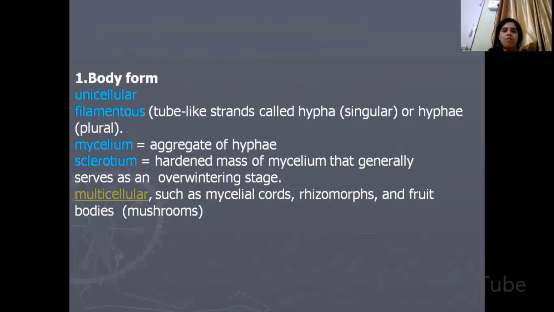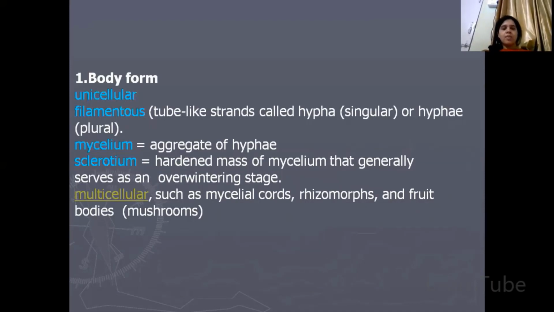Next is body form. Body form, as we have discussed, is unicellular or filamentous. Hyphae are thread-like, long tube-like structures. Mycelium is an aggregate of hyphae; many hyphae together form a mycelium. Sclerotium is a hardened mass of mycelium that generally serves as an overwintering stage. It means in winter they go into a dormant state and store the spores, so that in favorable conditions these spores will sprout out or be spread, and the growth of the fungus will take place.